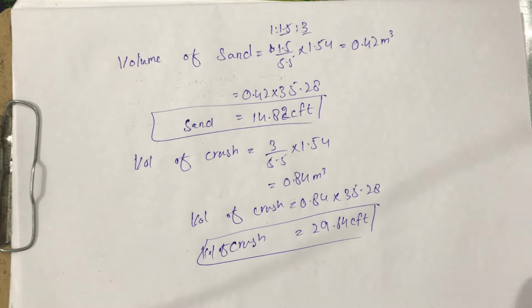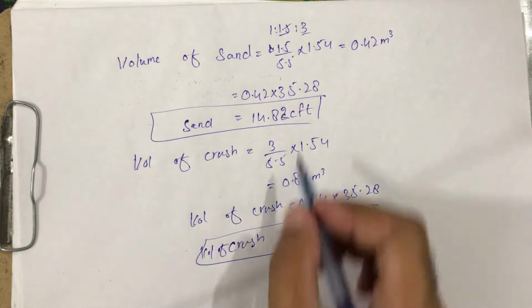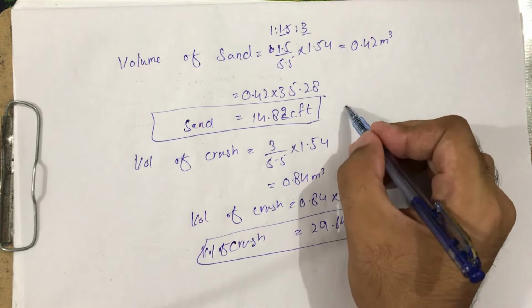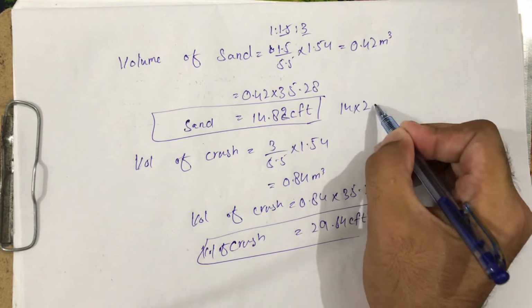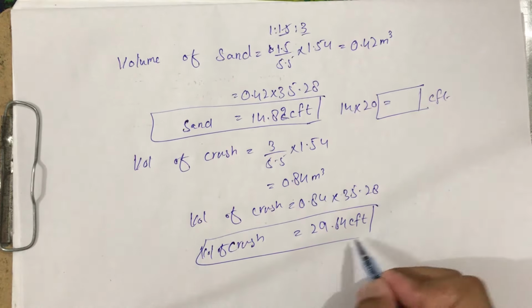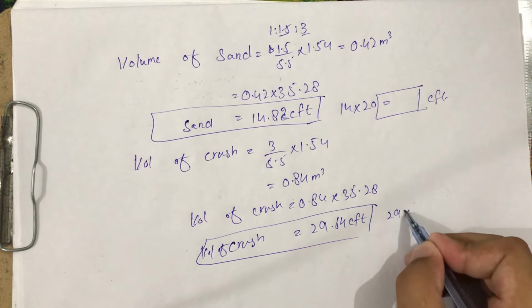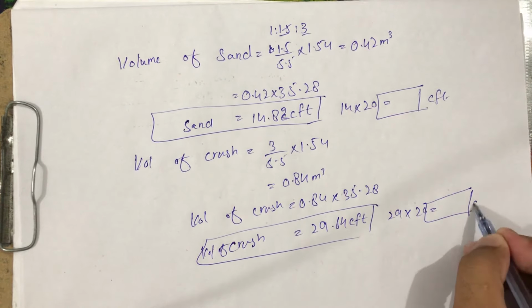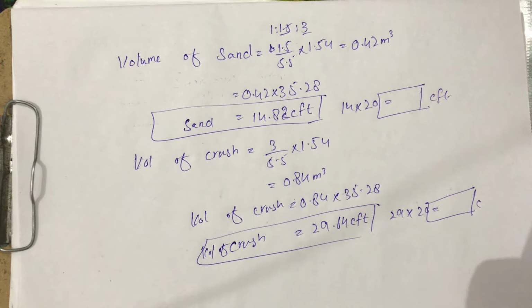This is what we found for 1 cubic meter. So if you have 20 cubic meters, multiply 14 by 20, and it will give you the sand in CFT. For the aggregate also, multiply 29 by 20, and it will give you CFT. So it's all about the quantities according to your ratio.